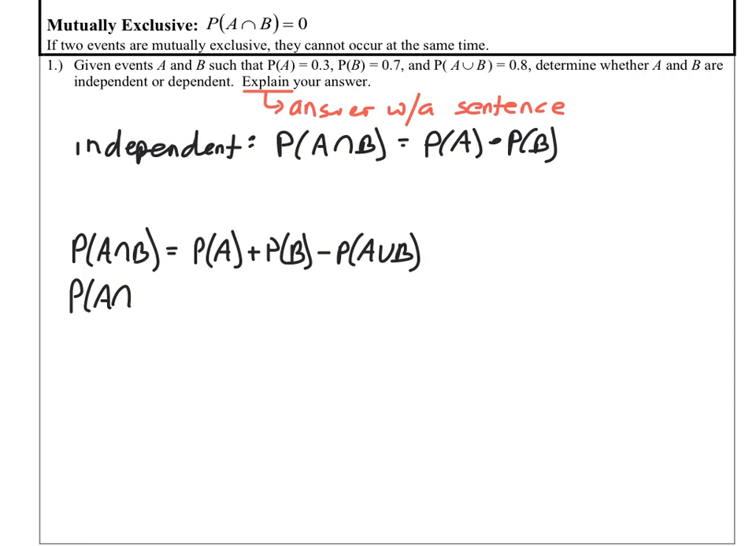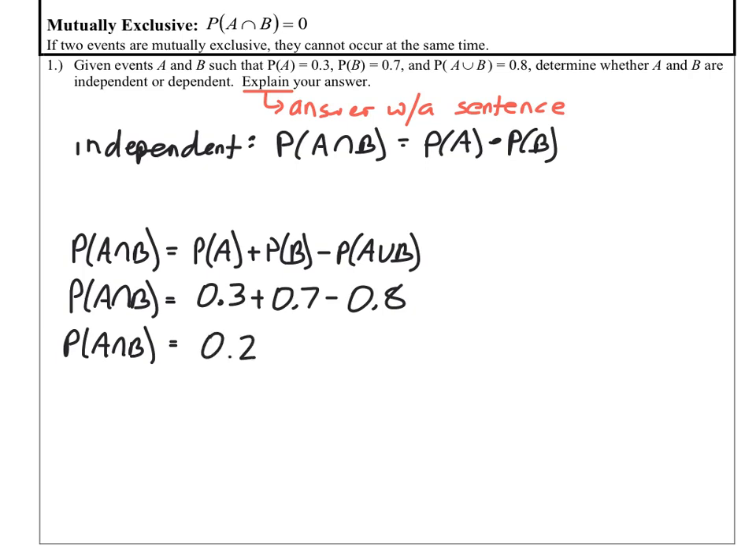So the probability of A and B, we know the probability of A is 0.3, we know the probability of B is 0.7, and we know the probability of A or B is 0.8. So add those up. 0.3 plus 0.7 is 1 minus 0.8 equals 0.2. So the probability of A and B equals 0.2. So we can now check for independence, because now we know that this probability is 0.2. Is that equal to 0.7 times 0.3? Probability of A times probability of B. Well, 0.2 versus 0.7 times 0.3, which is 0.21.